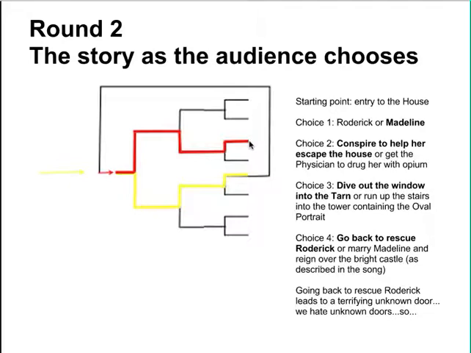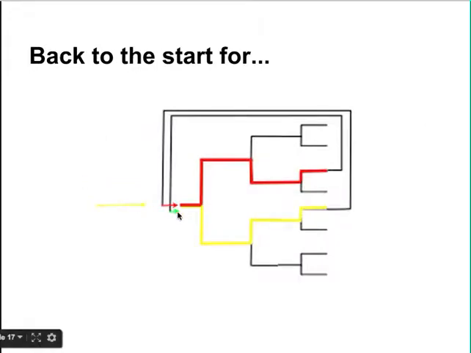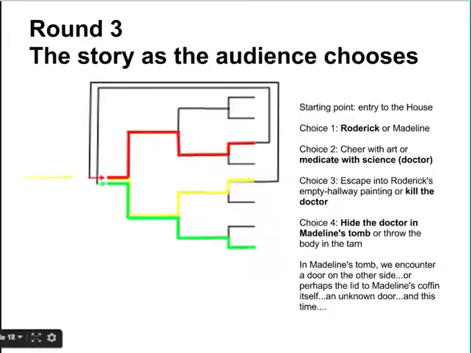It's the bright castle from the song. And within that bright castle, we have to choose to either go back and rescue Roderick, or we could marry Madeline and reign over the bright castle forever and live happily ever after. So hopefully our audience has enough of a moral conscience to return to the beginning and get Roderick. So we go back to the start, and let's say this time we follow Roderick.